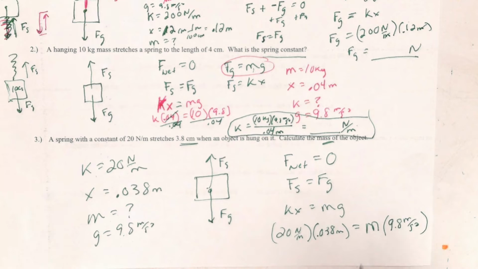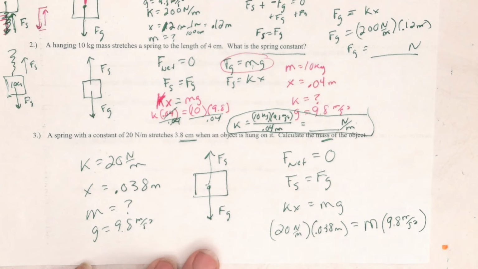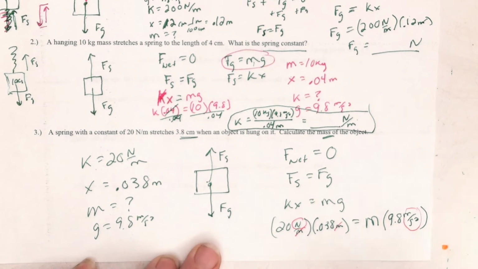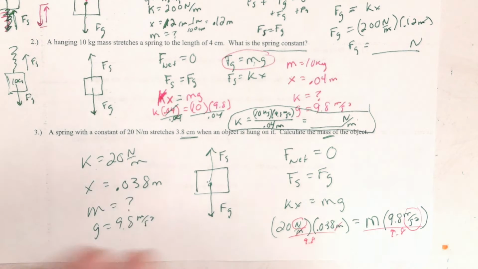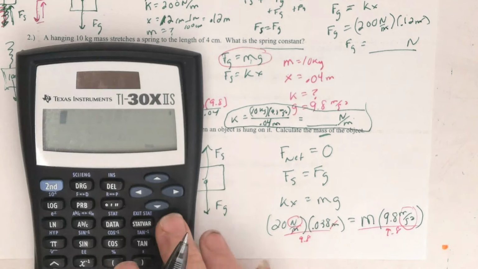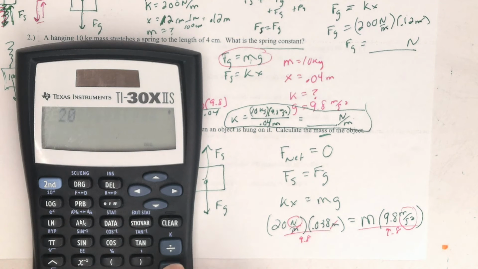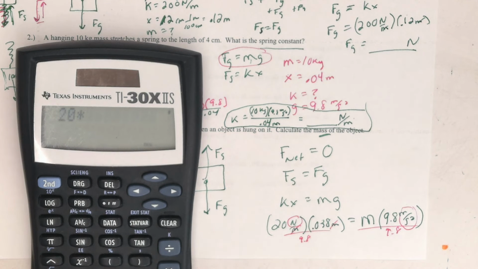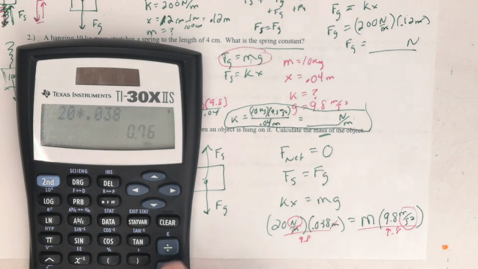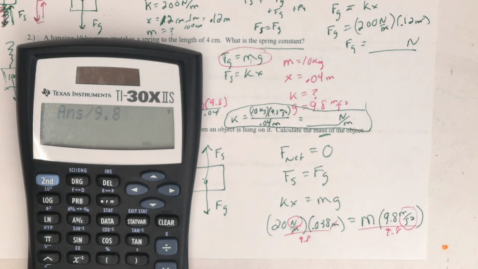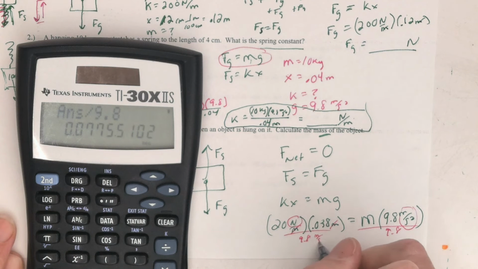Now, if you put negative in here, you'll be okay. But technically, we don't really care about directions right at this moment because I'm showing that with forces. So the meters are canceling out. You're just left with the Newton here, and then you're left with a kilogram. So divide both sides by 9.8. Let's do your math. 20 times 0.038 divided by 9.8 meters per second squared. And you get this for your mass.